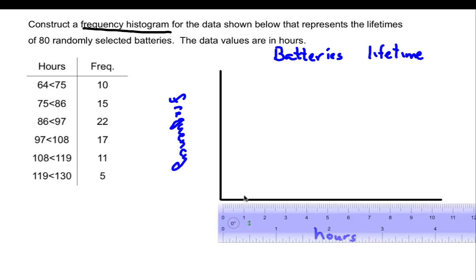So now I need to make the tick marks on my X and Y axis. It's very important that you make these equally spaced. I like to use a ruler so I can make sure I'm doing my classes equally spaced from each other.